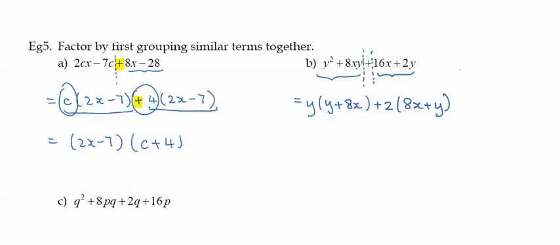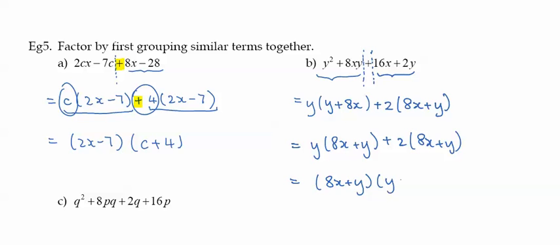Now that we are done with step 1, inside the bracket we have y plus 8x and 8x plus y. Are they the same? When you add them together, it doesn't matter if you switch up the order. They will still give us the same thing. And that means in this case, we don't need to take out any negative. I can switch up the order and take out the GCF from both groups, giving us y plus 2 in the second bracket.